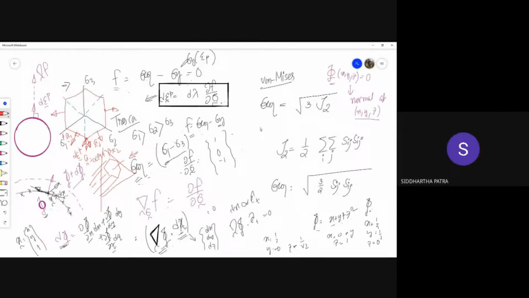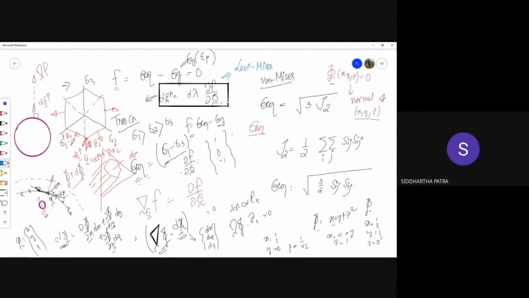Now, this expression right here is the Levy-Mises relation.